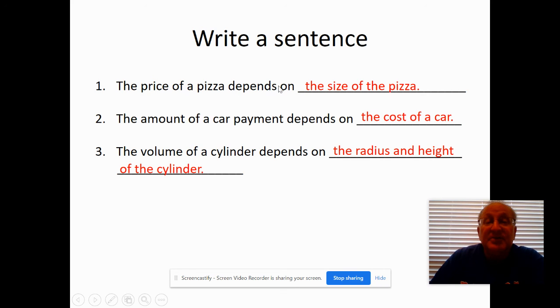And usually if you see "depends on," that means what follows "depends on" would be the independent, and what's in front of it would be the dependent. It's kind of worded weird for me to get those right, but that's the way that it works.